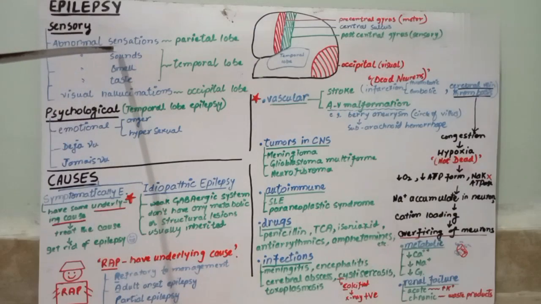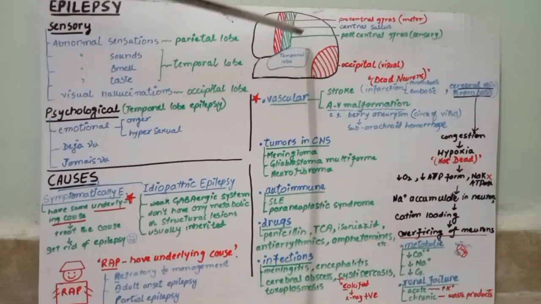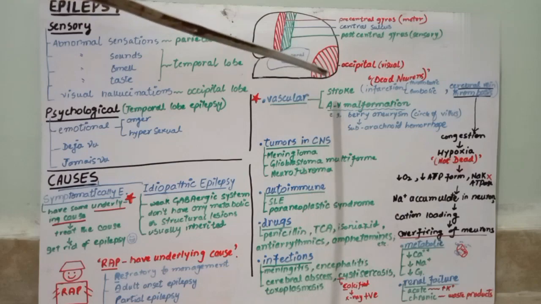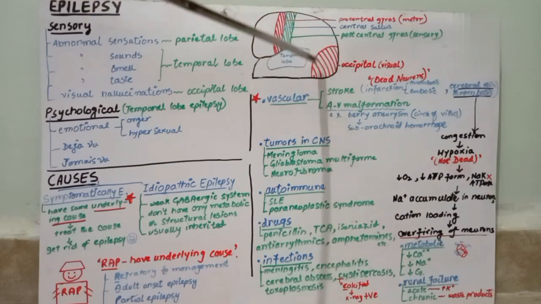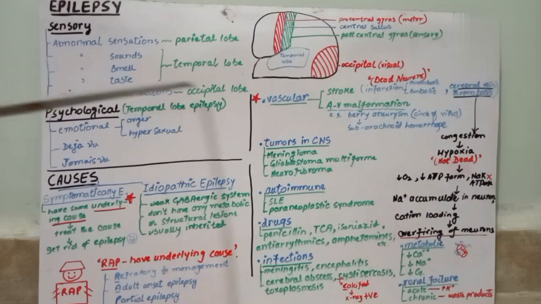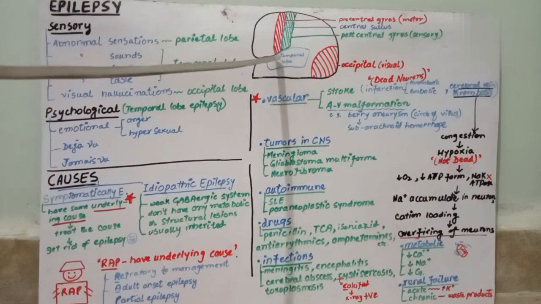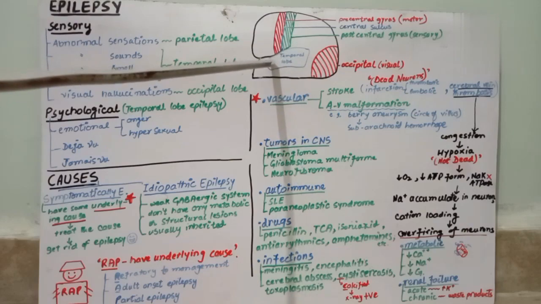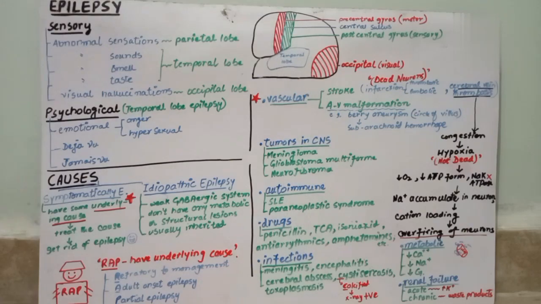So, abnormal sensations, and this area actually lies in the parietal lobe. That's why I mentioned the parietal lobe over here. Abnormal sensations refer to what? Abnormal pain, paresthesias. If the patient has epileptic attacks due to abnormal neuronal firing in the occipital lobe, the patient will experience visual hallucinations. While if neurons are abnormally firing in the temporal lobe, the patient may present with abnormal sensations and also with psychological epilepsy, also known as temporal lobe epilepsy.